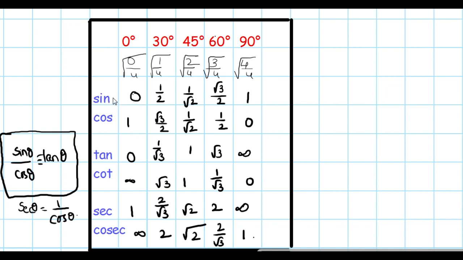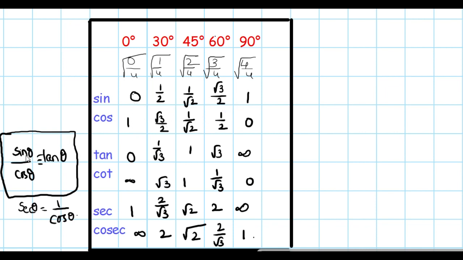So, what is sine 0 value? Sine 0 is 0, sine 30 is 1 by 2, sine 45 is 1 by root 2, sine 60 is root 3 by 2 and sine 90 is 1. Now, cos values, if you observe, are just the same values written in reverse order. So, cos 0 will be 1, cos 30 will be root 3 by 2, cos 45 will be the same as sine 45, then cos 60 is 1 by 2 and cos 90 is 0. What did we do here? Just these values are placed in reverse order.